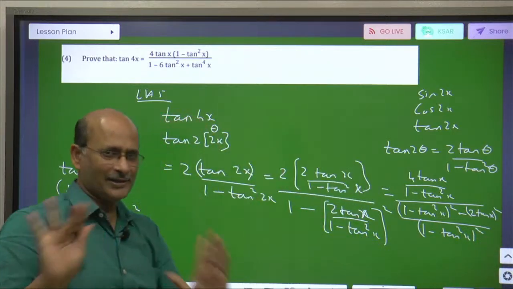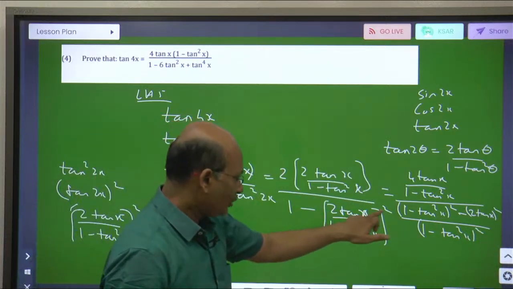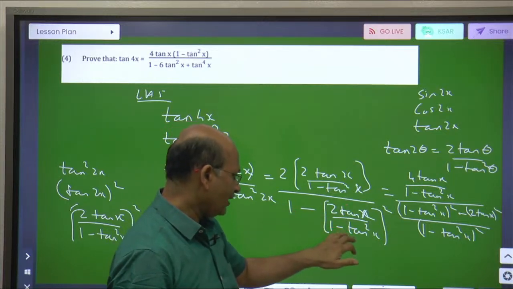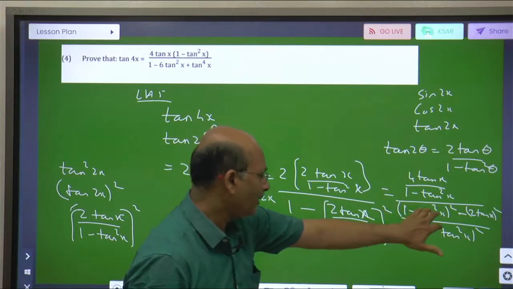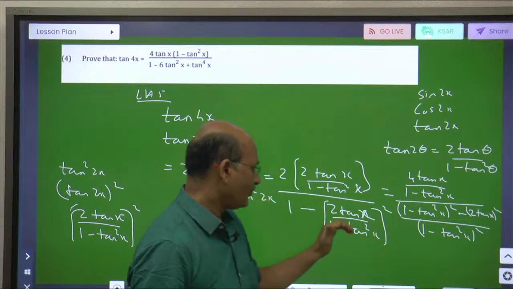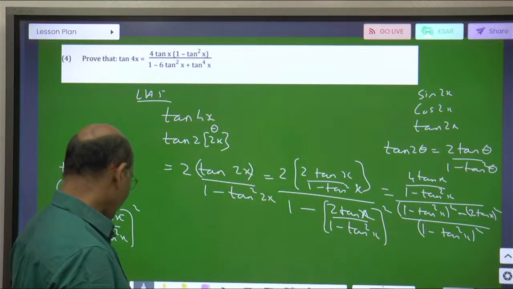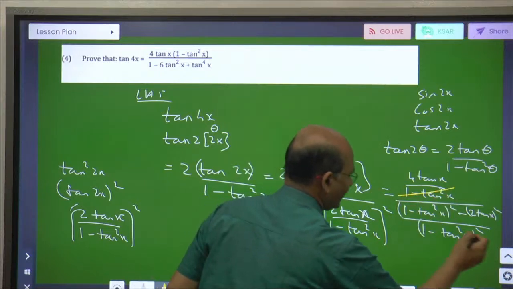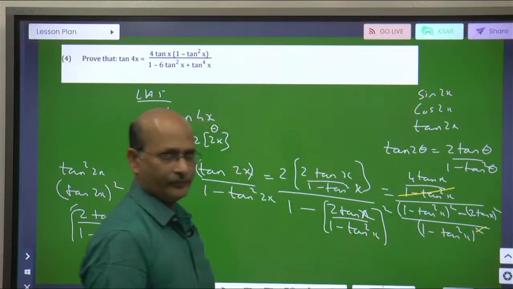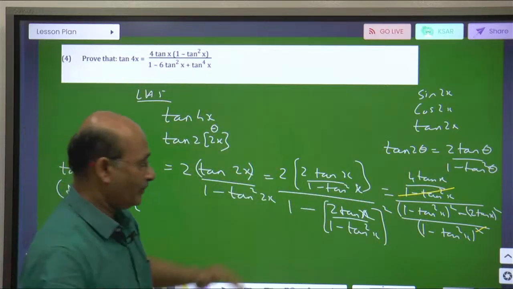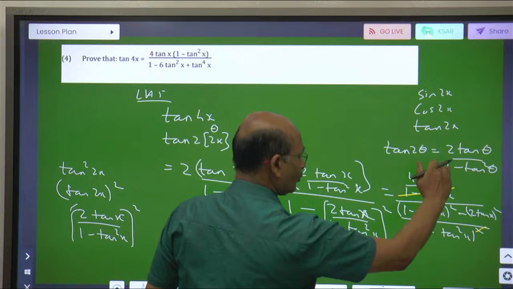Understand what I did? Very simple simplification. This square applies to both. So if I find the LCM, this is 1 minus tan square x whole square will go up here, minus 2 tan x whole square as it is upon this thing. Now eventually what is going to happen? Just see, this 1 minus tan square will get cancelled. This will go up. My job is over. 1 minus tan square will go to the numerator.